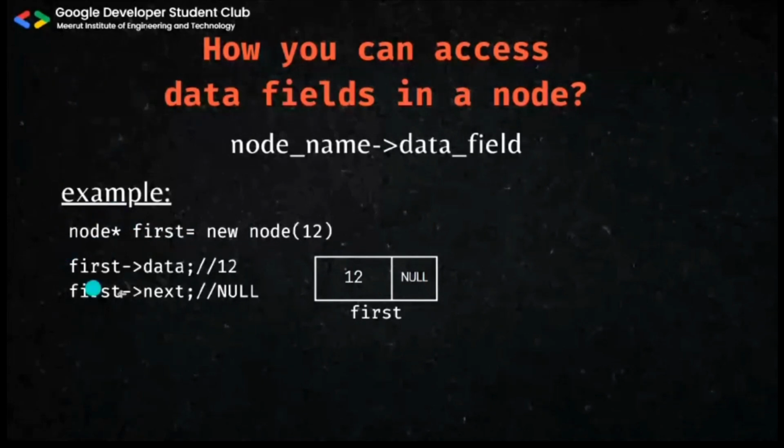Whenever we want to access this data, how can we write it? We write the node name, arrow, and the data field. That is first arrow data, and this will return 12. And first arrow next will return whatever is there in the next field. So I hope this is clear.